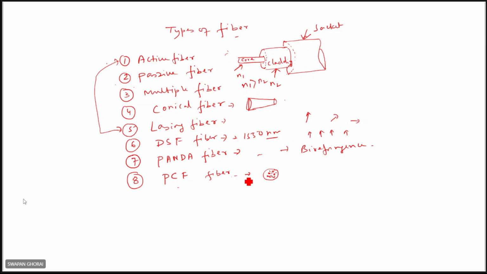The important advantage of this PCF is that you can change its characteristics, right? Other fibers are fixed. But as per your requirement, you can design the fibers and control the fiber parameters with these PCFs. It's a very costly fiber. At present, it is not used for communications, but for switching, for sensors, and many other applications. These PCFs are used over short distances. So they are the different types of fibers.